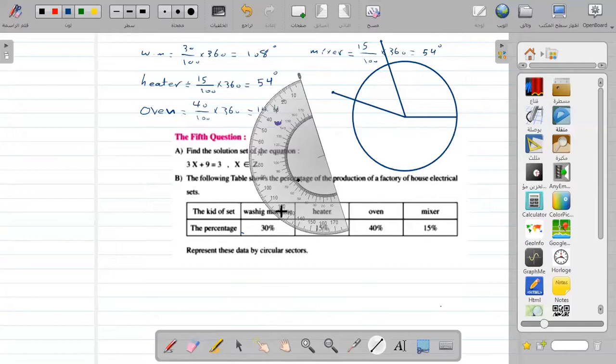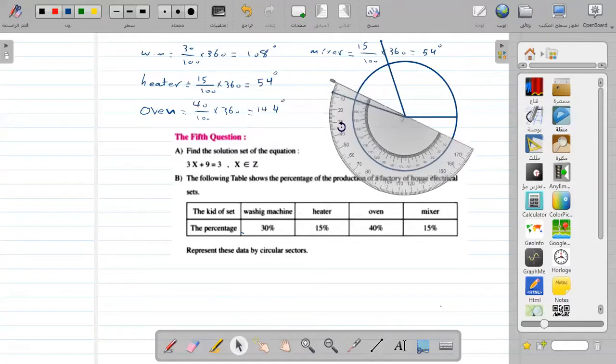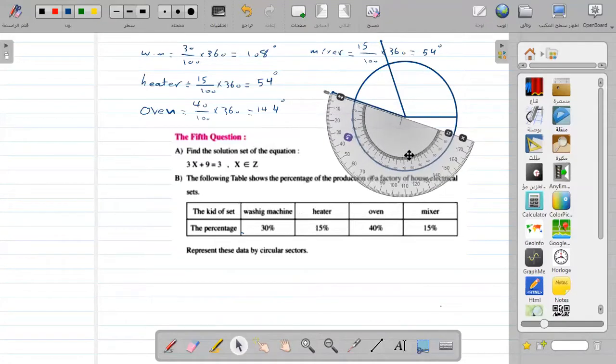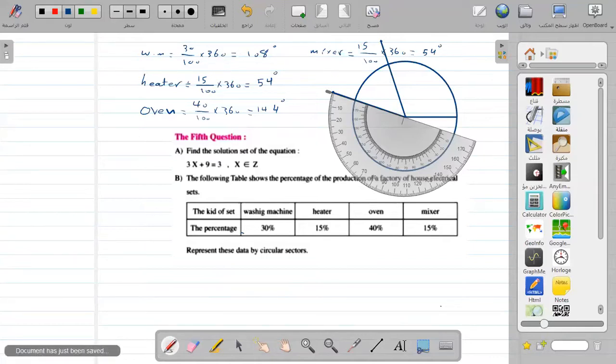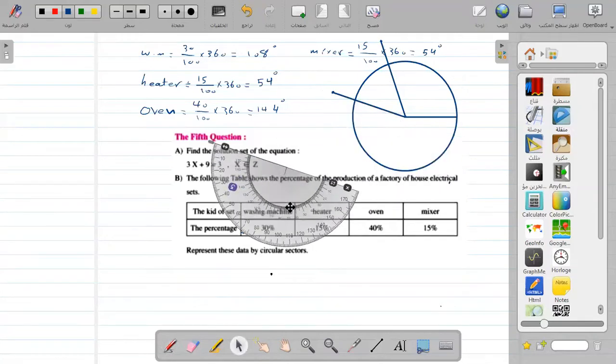Okay, another one, the oven, is 144. Starting from the new radius. Now you can count to 144. 10, 20, 30, 40, 50, 60, 70, 80, 90, 100, 110, 120, 130, 140, 144, approximately here. Okay. So this is the next one. You can draw the radius again.